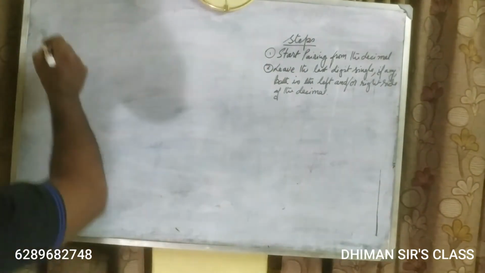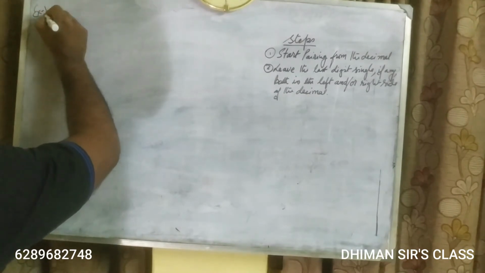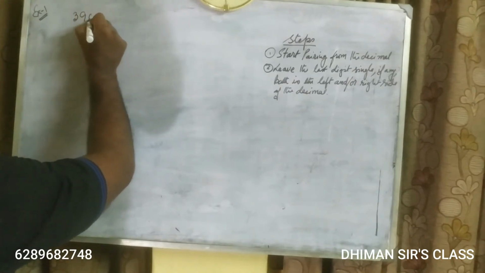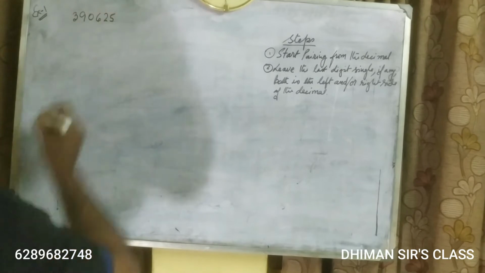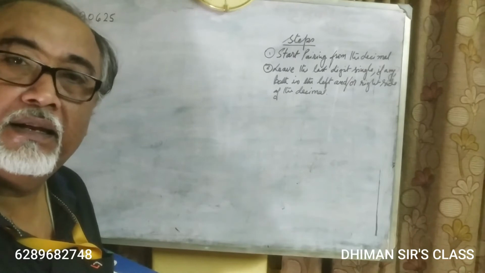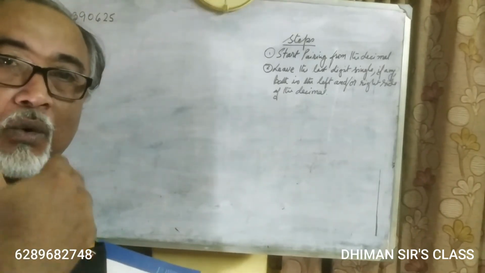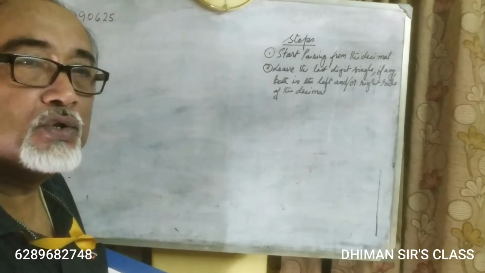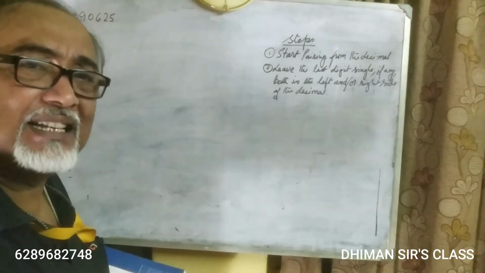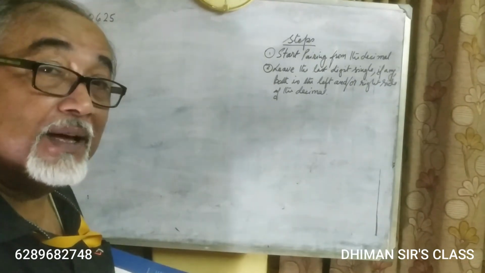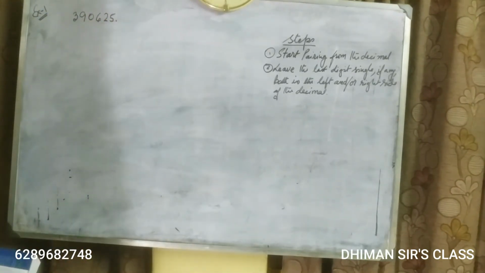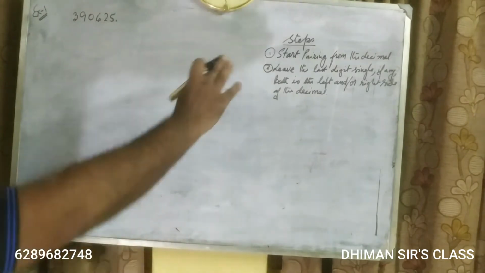Let us do example 1 first. This is example 1: 390625. Now you will see. Sir, you have given the number, but where is the decimal? Try to remember, I have already told in my previous videos that if any number does not have a decimal, then the decimal is hidden at the end. Okay. Now let us move on to step 1.